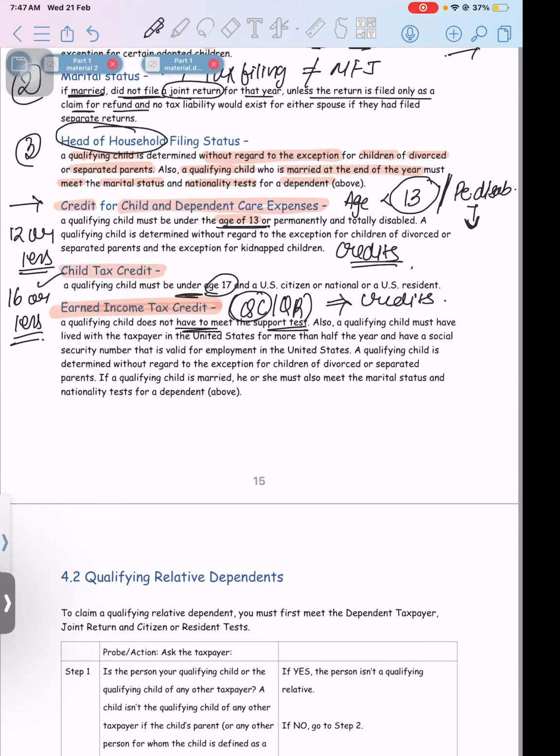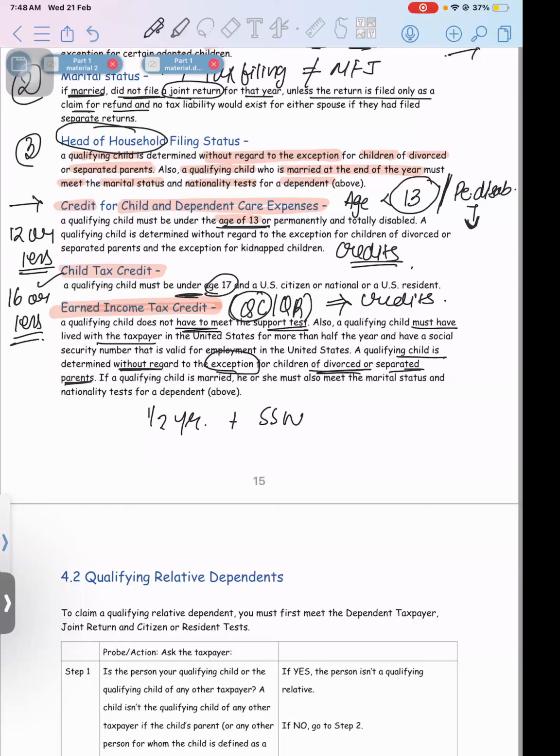Okay, so a qualifying child must have lived with the taxpayer. All the criteria are again there. They should be living with the taxpayer for half of the year. Okay, they should have an SSN, or if not an SSN, they should have valid employment in the US. Okay, a qualifying child is determined without regard to the exception for children of divorced or separated parents.